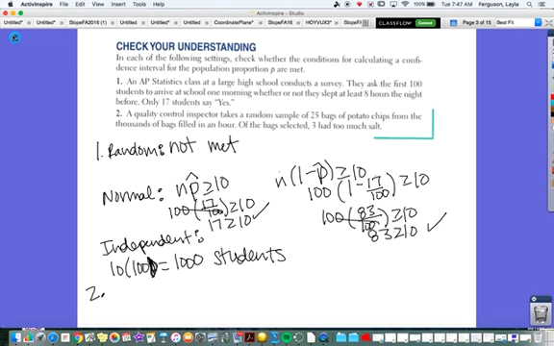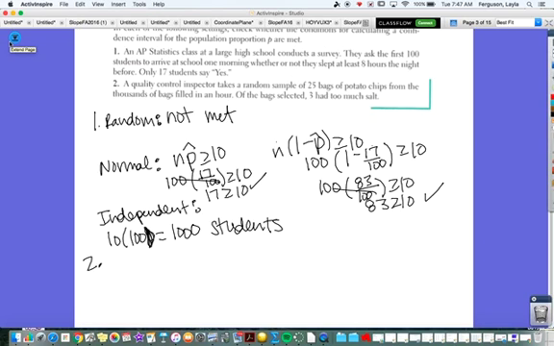All right, so for number 2, it says a quality control inspector takes a random sample of 25 bags of potato chips from thousands of bags filled in 1 hour. Of the bags selected, 3 had too much salt. So the first we have to check is random. And so whenever these bags that he chose were selected, was it done randomly? And so we would say that this is met because it doesn't say how he picks the bags. He just takes a random sample.